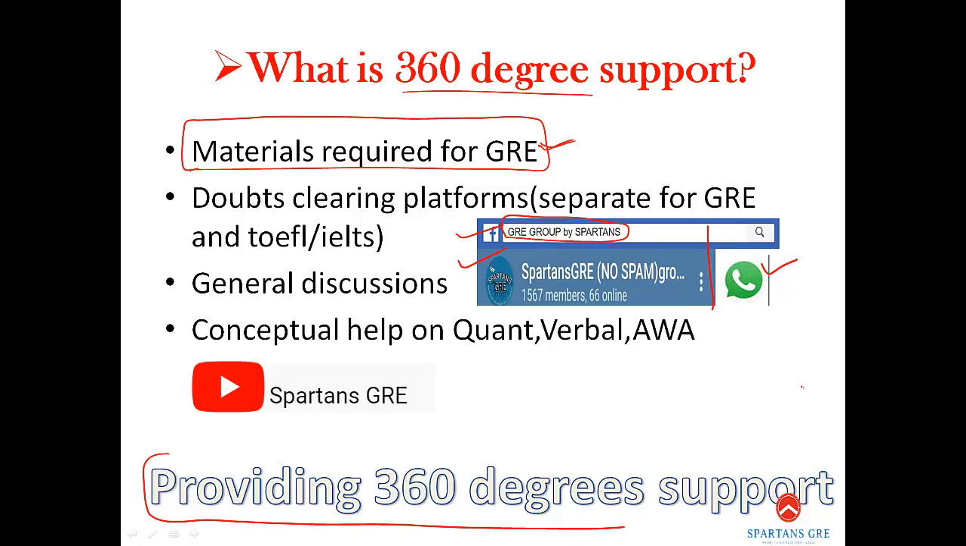Doubt clearing platform. There are separate Telegram groups for GRE and TOEFL as well. This Spartans GRE Telegram group currently has 1500 plus genuine aspirants. So whenever you post your questions or your queries, definitely you'll get answers back. Even if after 2 days you are not getting a reply, then I myself will post the solution to your question. Next, general discussions. These groups will be very useful for your general discussions as well. All your fears, all your concerns, you can happily share with your co-aspirants. They will for sure help you, and you also help other aspirants and get benefited, right?